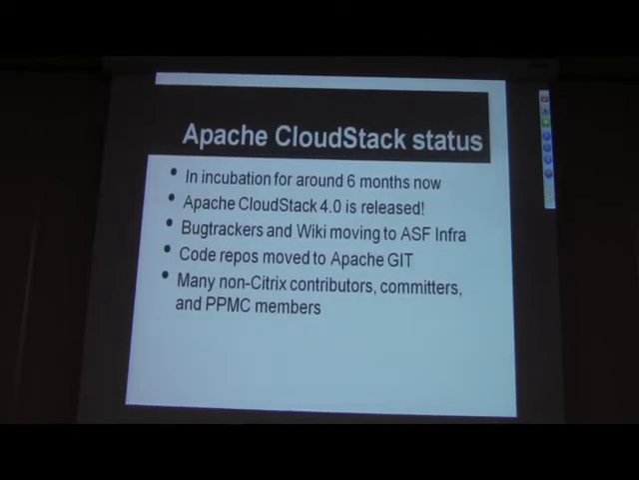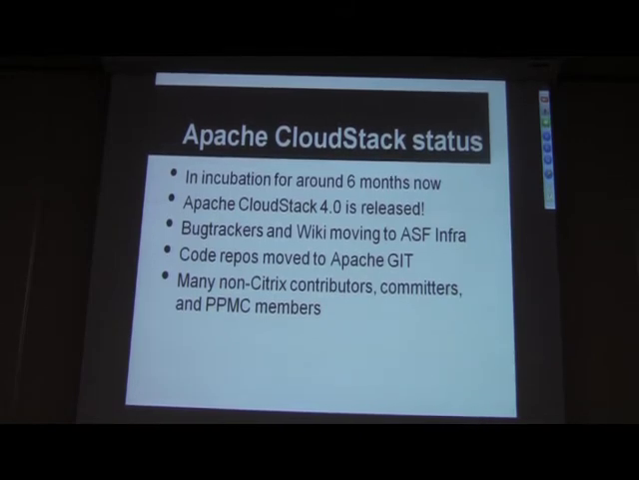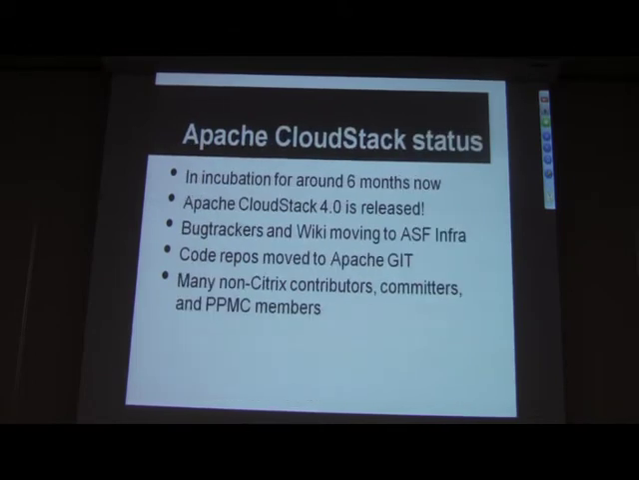For Apache CloudStack's current status, it's been in incubation for about six months. Like I said, we contributed the code back in April. We just released Apache CloudStack 4.0. It will happen Tuesday of this week. The bug tracker and wiki have been moved to Apache's infrastructure. The code repo has been moved to Apache Git. And we have many non-Citrix contributors, committers, and PPMC members. As I said, I think half of the PPMC members today are non-Citrix.